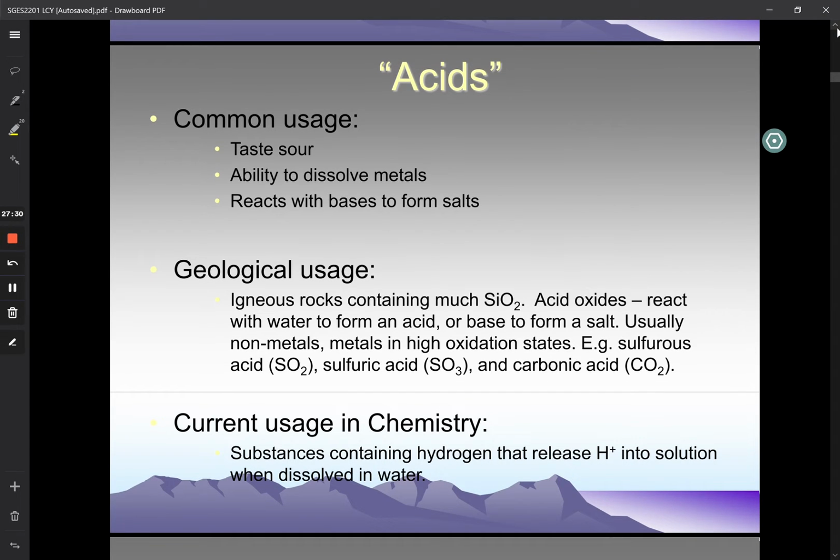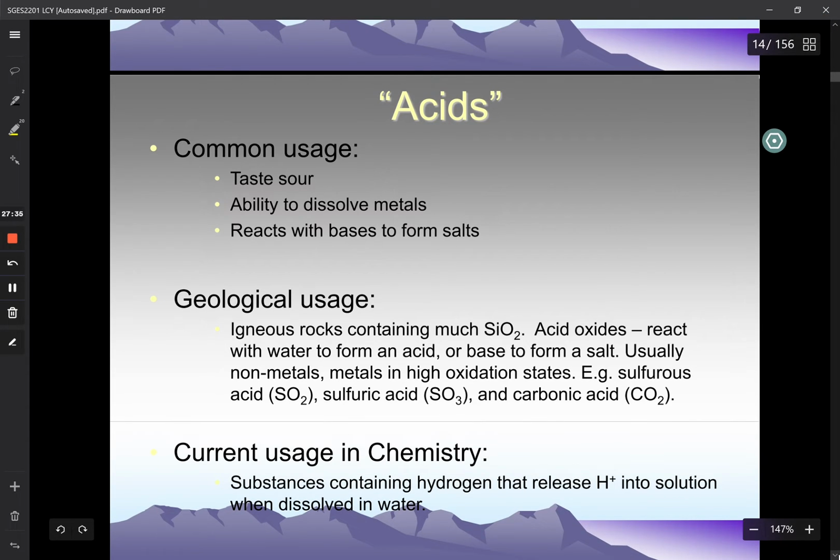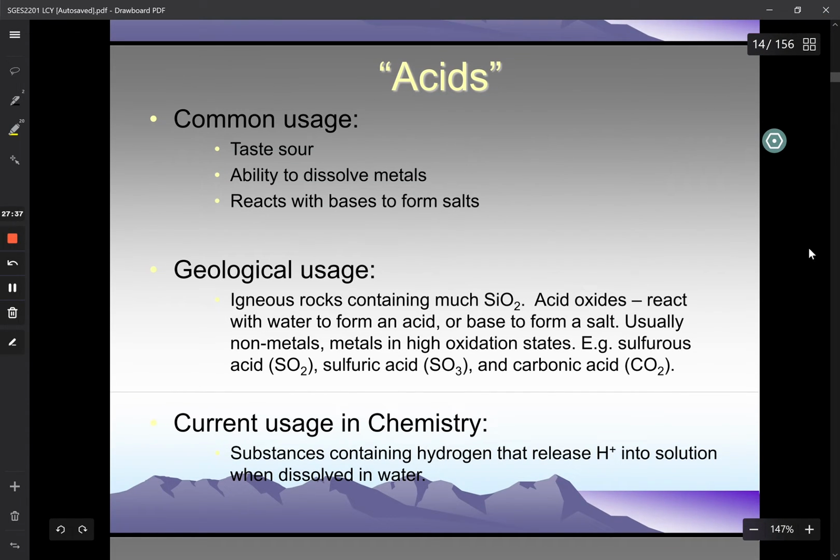So next, when we talk about chemical reactions and stability, we also have to introduce a little bit of acids and bases. So what's the use of acids? One of the characteristics is that it tastes sour, and it's often used to dissolve metals.